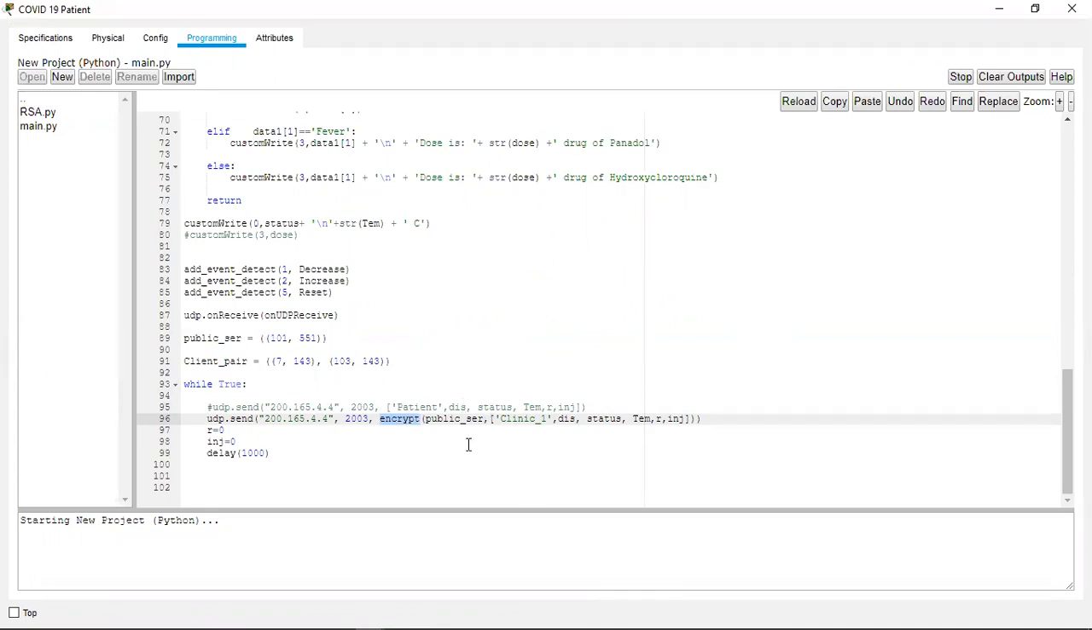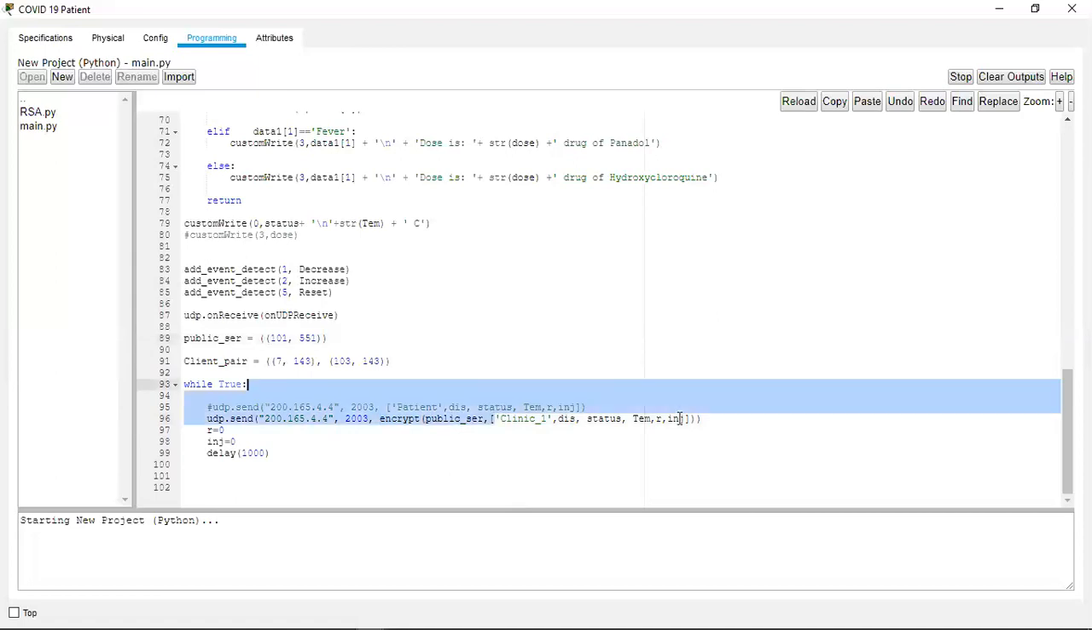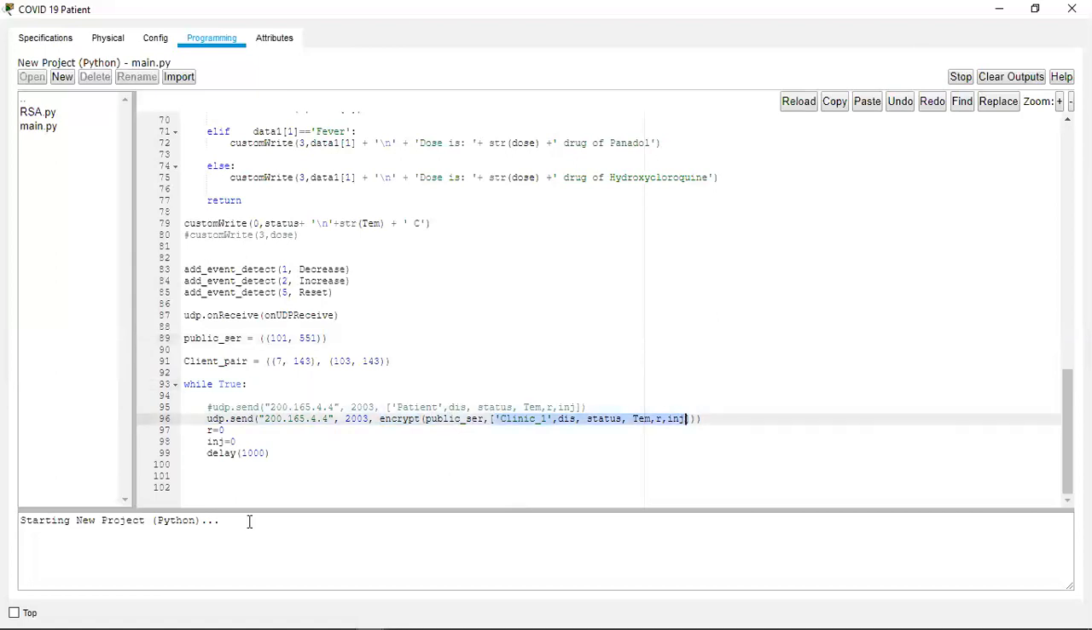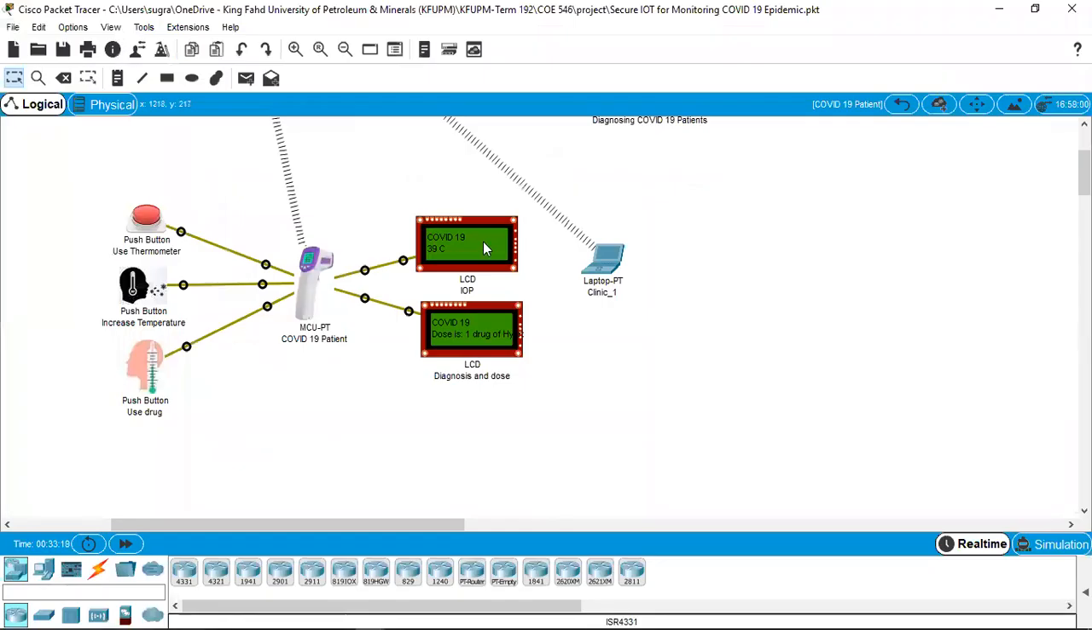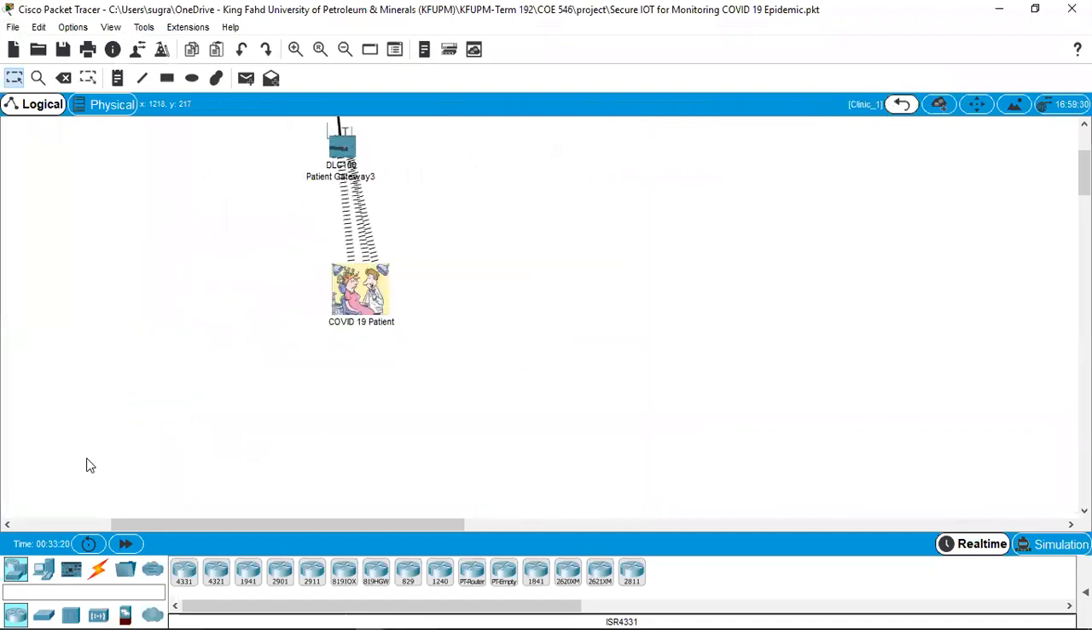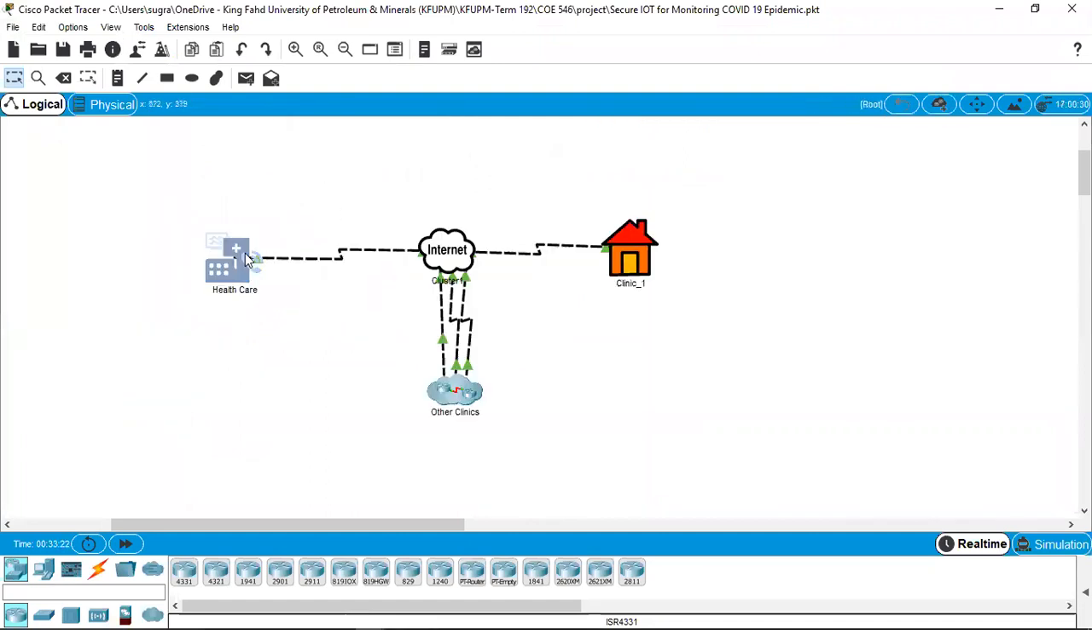As we said earlier, since we are sending the data to the server, we will encrypt the data using the public key of the server. And this is the data which we send from the clinic to the healthcare system.